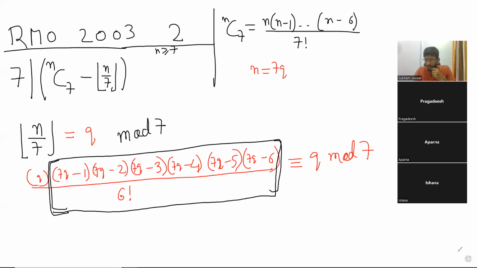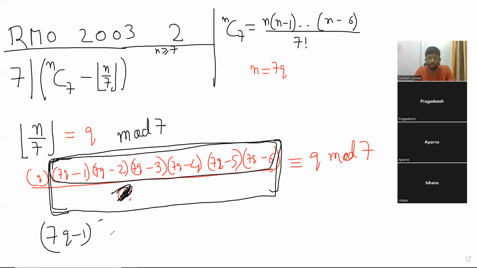So let me do it on the next board. No, here on the right. Okay, fine. Let's forget the denominator also for a second. Can you show what remainder the numerator leaves? Forget the denominator. What remainder does this numerator leave when divided by 7?